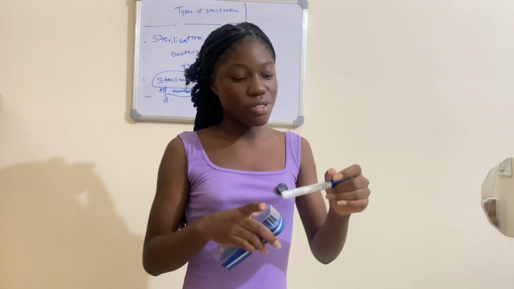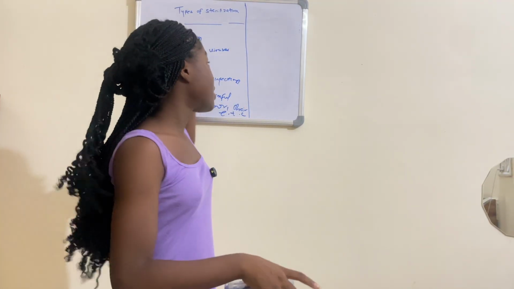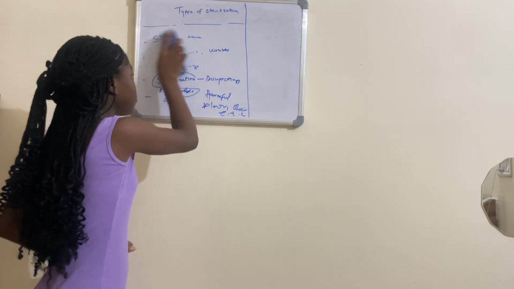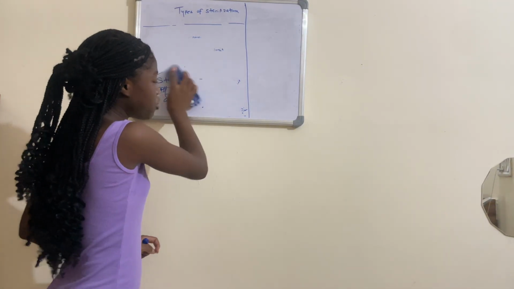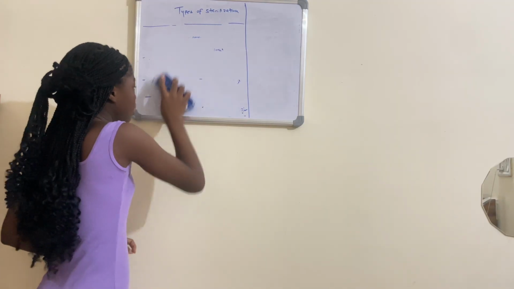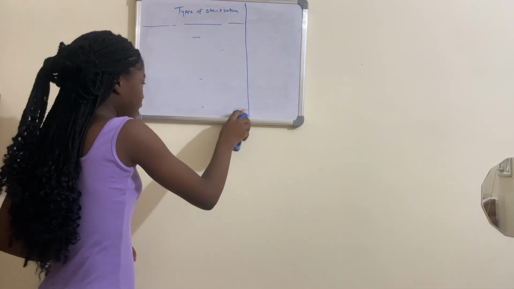So now let's get into business. Let's talk about the types of sterilization. There are basically four main types of sterilization that we are going to be covering in this lesson. So let's get into them one after another.